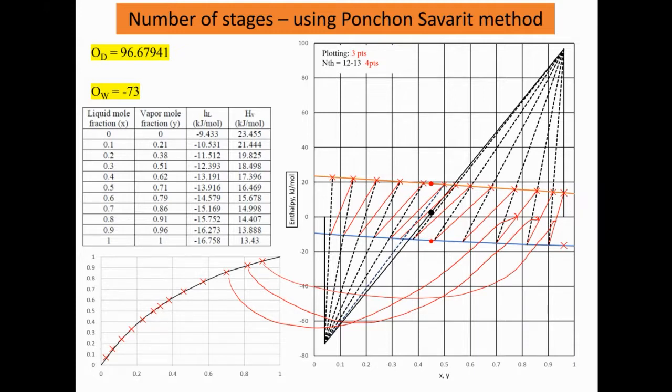Any questions so far? I think it's clear, hopefully. So now I think we are done with this one. No more questions. We can go and try to find now the number of stages. As you can see here, the plotting has 3 points. Getting the number of stages will have 4 points, so total is going to be 7 points.